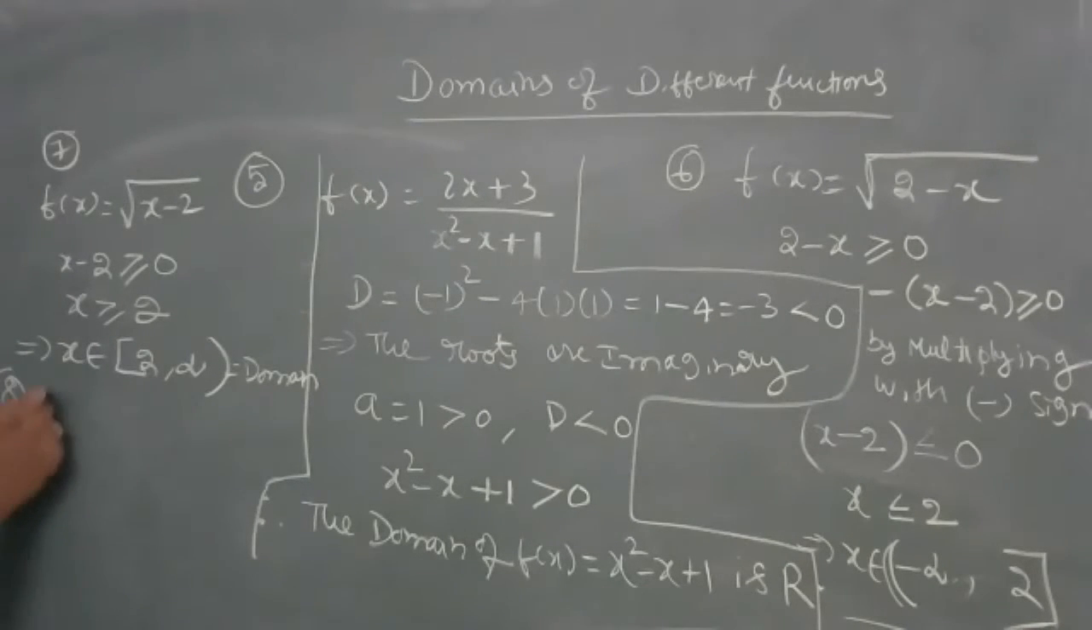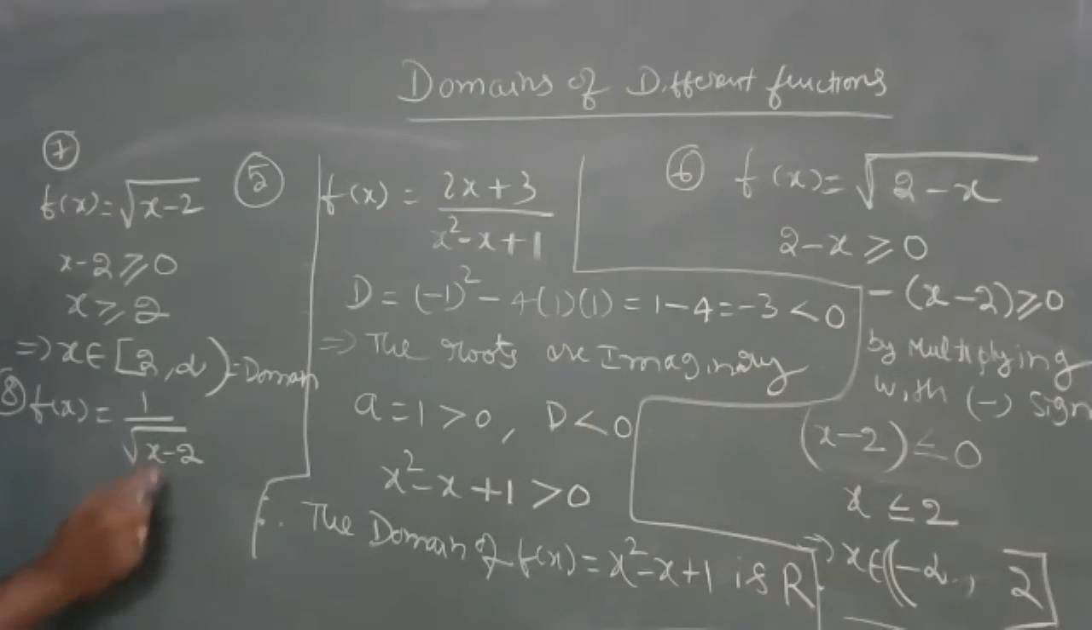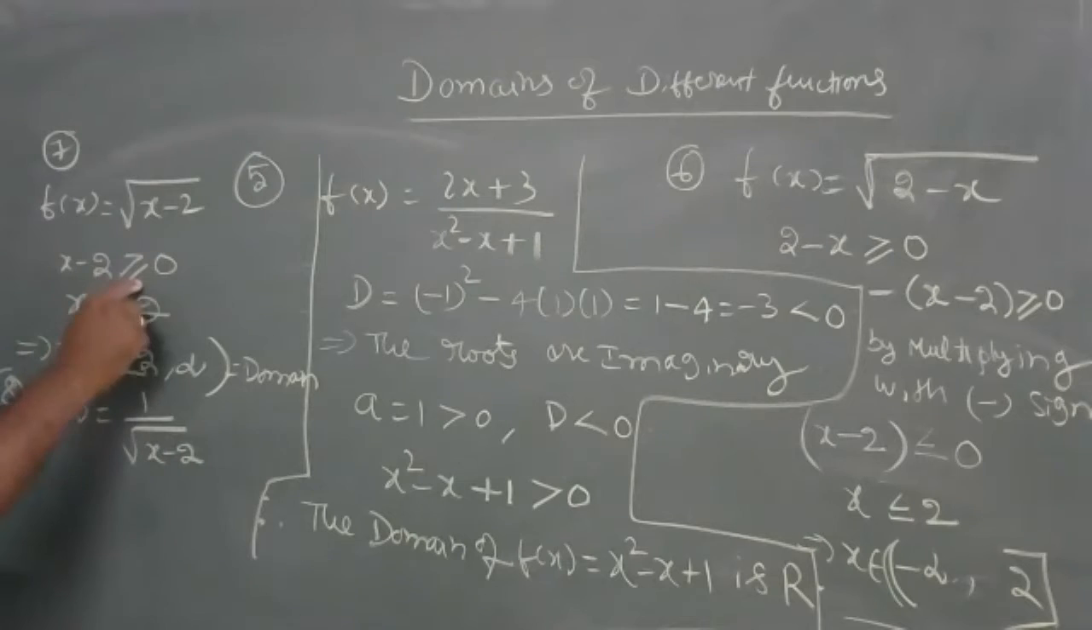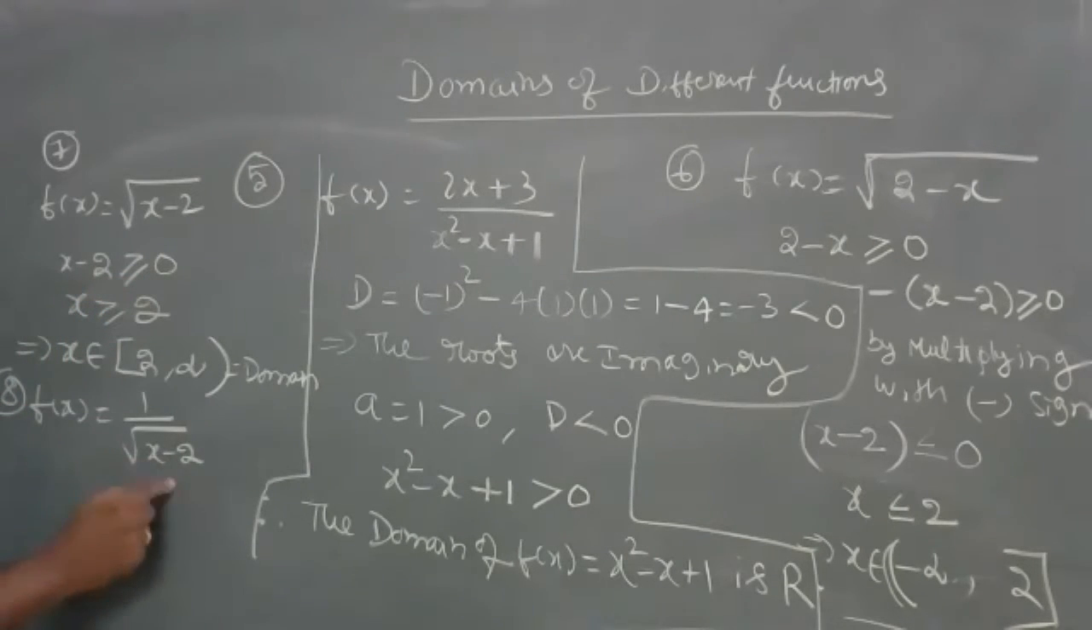Suppose I take f of x equal to 1 by square root of x minus 2. What will be the domain? Since it is in the denominator, it should not be 0. Whereas if it is in the numerator, we include 0, but here we should not include 0.